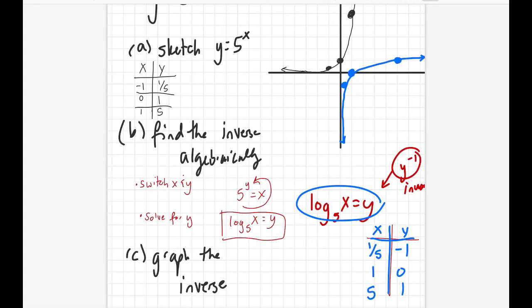And you could probably see the relationship between this blue line and this black line. You'll know you graphed the exponential and its inverse correctly if you see this reflection across this diagonal line, y equals x.